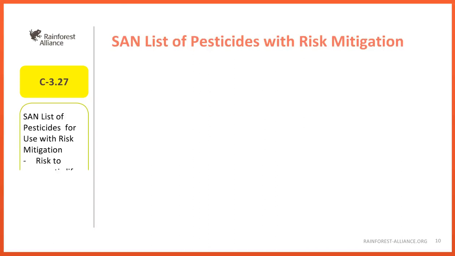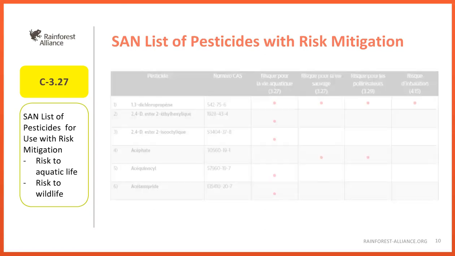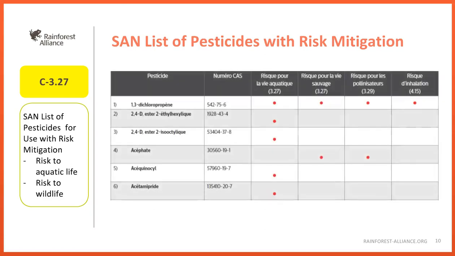Now, let us move on to another list from the SAN. Criterion C3.27 talks about the SAN list of pesticides for use with risk mitigation. It includes active ingredients that can be applied, but under strict management. The list looks like this and indicates risks to aquatic life, wildlife, and to pollinators.